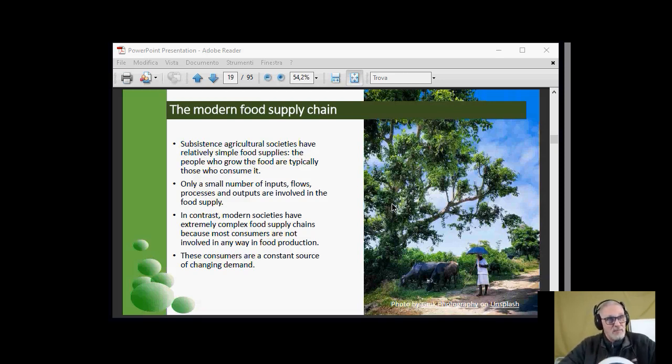The processes are relatively simple, and so this is in a big contrast to modern societies, which, as we saw, have an extremely complex food supply chain. And this is simply because most people do not actually produce any food. Most people are consumers. I think everyone around this table, well, you may grow a pot of tomatoes on your balcony or in your garden in the summer, but I think most people would consider themselves as consumers, because you're not out there hunting or scraping a living trying to get things to grow.